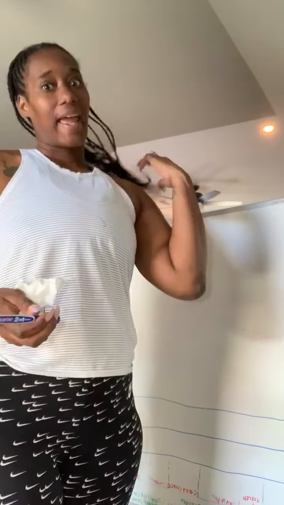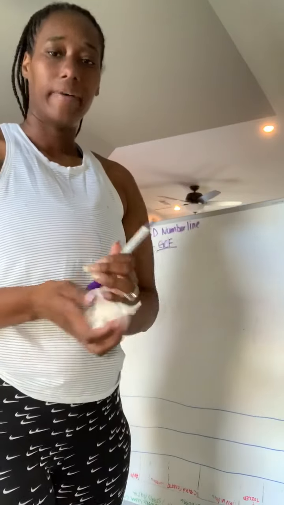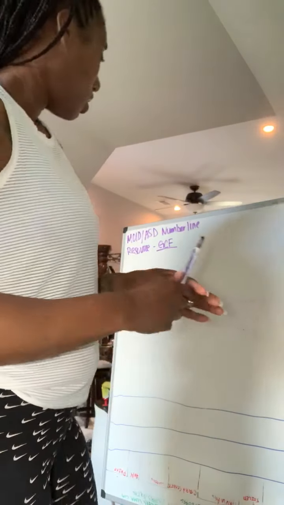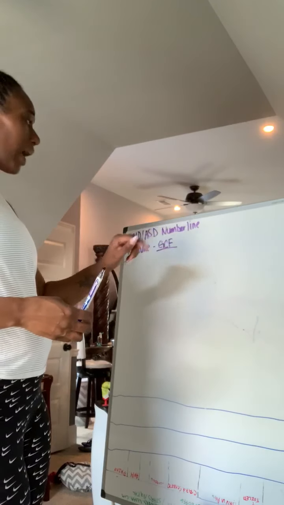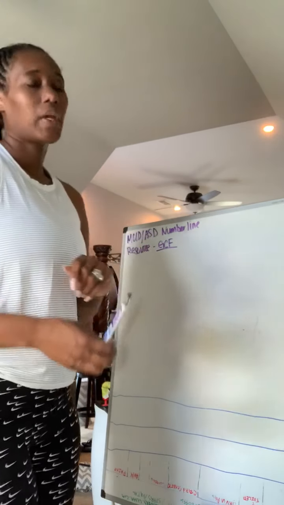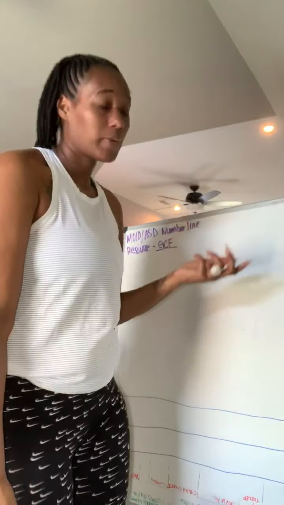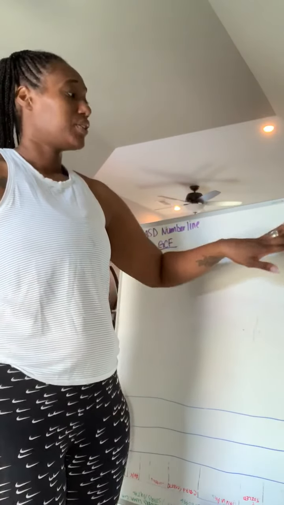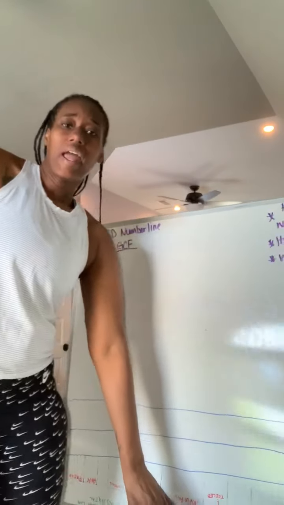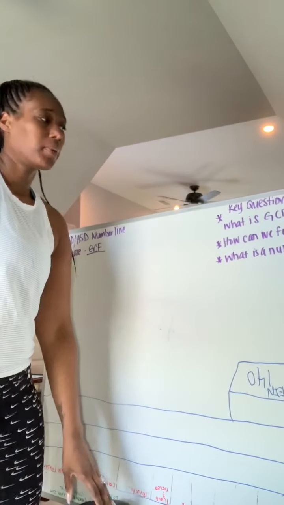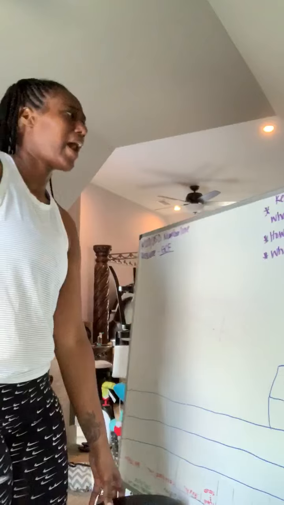Morning. So today we are going to be learning about the number line, and we're going to learn about GCF. And some of the key questions I have, and I usually always put them on the front of the board, is what is the GCF? How can we find it? And what exactly is a number line? So these are some questions that I want you guys to think about.